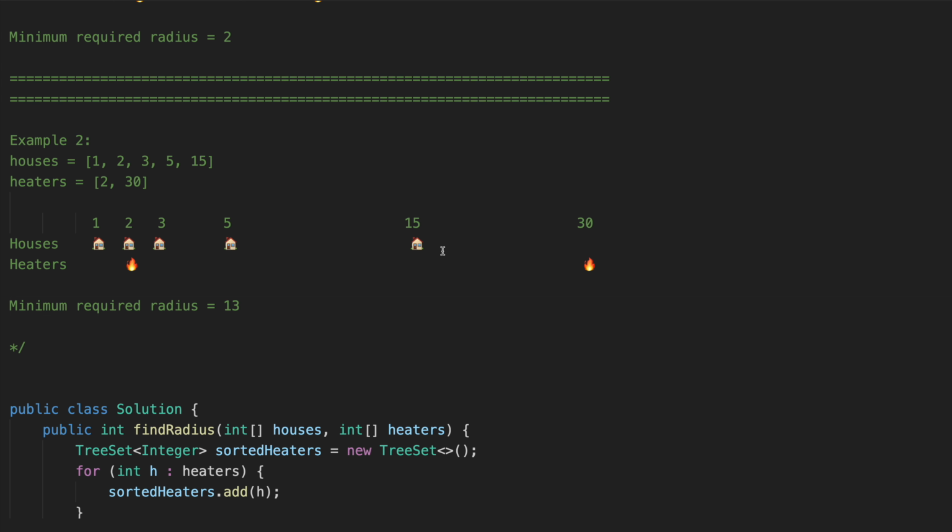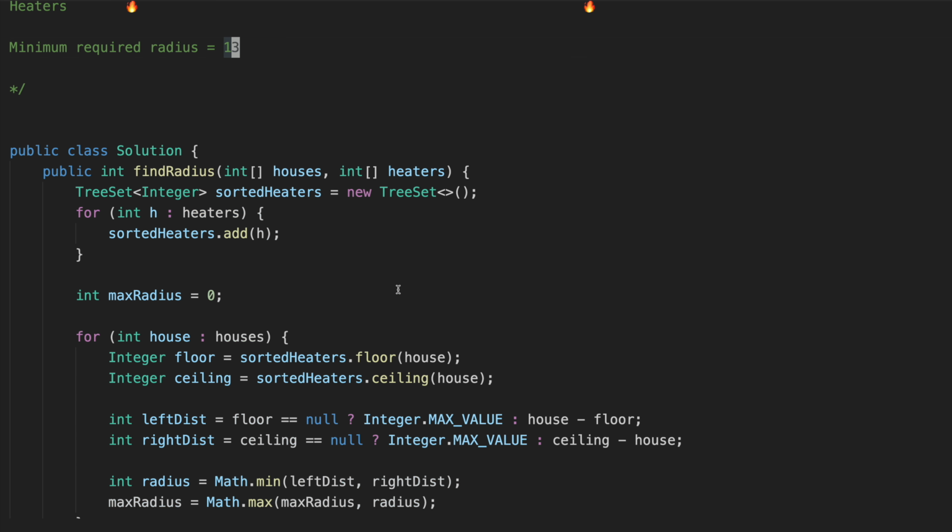So again, what is our goal here? Our goal is to know the positions of the heaters, and for each house to find the closest heater for that house, and maintain the maximum radius. For example, in this case the maximum that we go is 13. So we are returning the minimum required radius as 13, because anything below that will not heat all the houses.